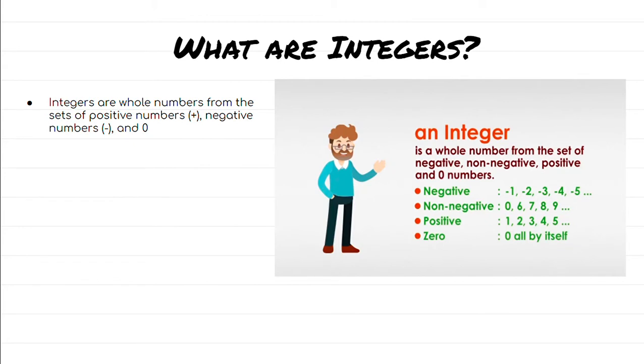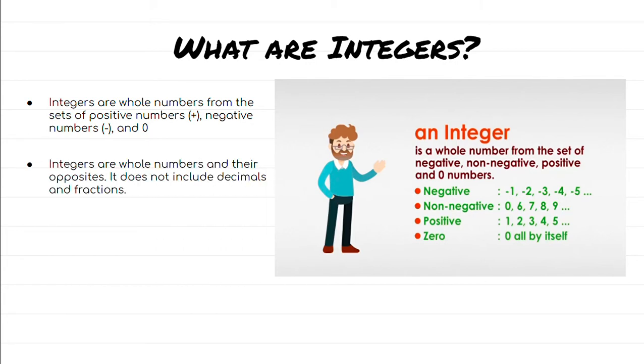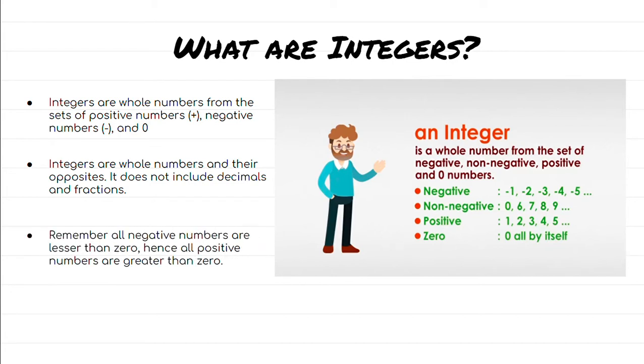Integers are whole numbers from the sets of positive numbers, negative numbers, and zero. Integers are whole numbers and their opposites. It does not include decimals and fractions. Remember, all negative numbers are lesser than zero. Hence, all positive numbers are greater than zero.